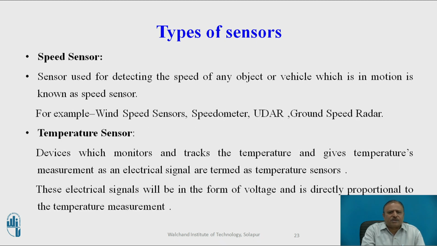The next sensor is speed sensor. Sensors used for detecting the speed of any object or vehicle which is in motion are known as speed sensors. For example, wind speed sensor, speedometer, LIDAR, ground speed radars. Next sensor is temperature sensor. Devices which monitor and track the temperature and give temperature measurement as an electrical signal are termed temperature sensors. This electrical signal will be in the form of voltage and is directly proportional to the temperature measurement.